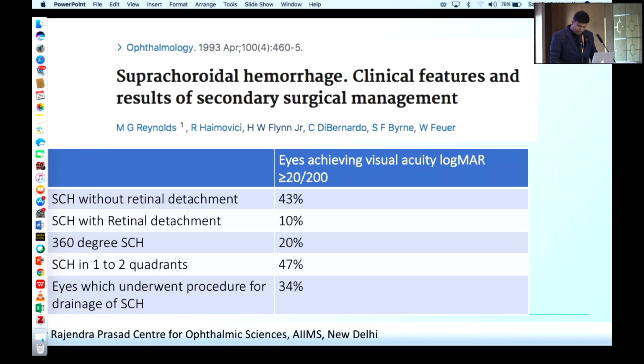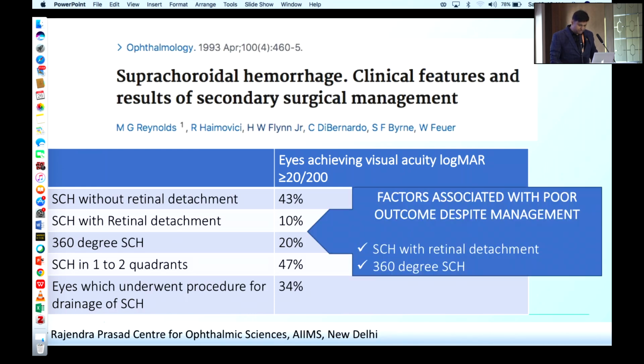So suprachoroidal hemorrhage tends to have very, very poor outcomes, especially in the presence of a coexisting retinal detachment and a 360-degree suprachoroidal hemorrhage, where less than 10% of patients actually achieve visual acuity greater than 20/200.